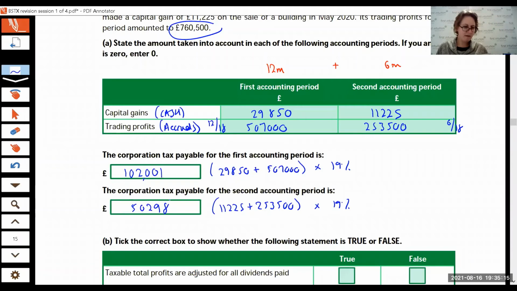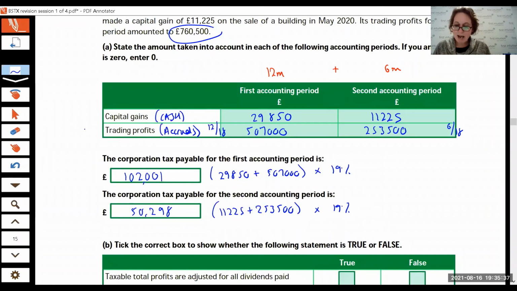I usually, to be fair, just use normal maths rounding. I don't usually bother with this whole rounding in favour of the taxpayer. So I'll get, yeah, that's right, 52.98 there. Yeah, brilliant. Well done. That wasn't so bad, was it?